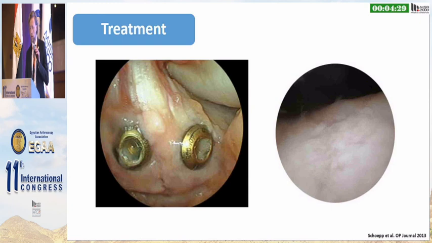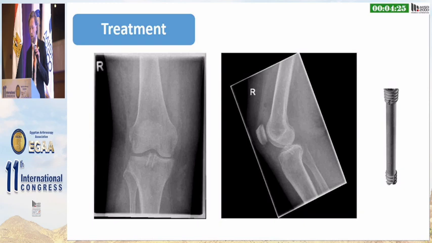If I want to use screws, especially if I have a bigger fragment, I would go for magnesium screws. You can see it on the right. They are completely resorbable, and I can hide them completely underneath the cartilage, so I won't get cartilage damage in the trochlea. And that's my choice if I want to use a screw, and they are cannulated as well.